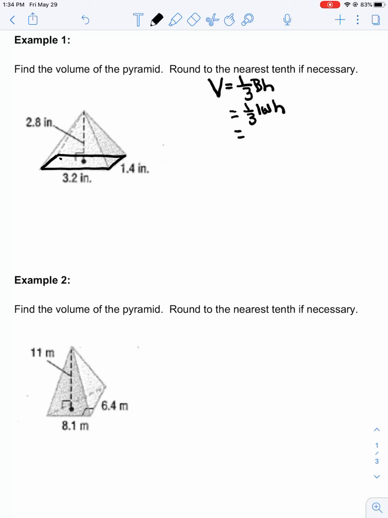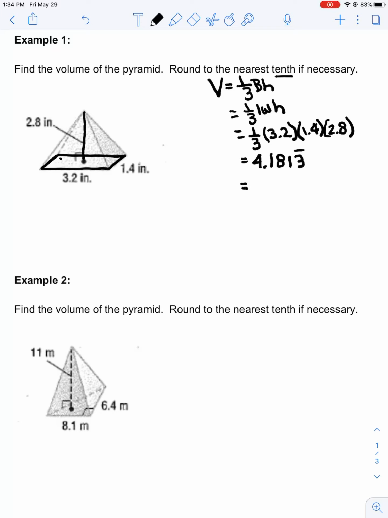So we have 1/3 times 3.2 times 1.4, and our height, which is right here, is the 2.8. In this case, I would use the 1/3 because it's going to be easier to multiply, because in rounding to the nearest tenth, we are going to need that big old long number. That big old long number is 4.181, and the 3 is going to repeat, so I'm going to use that bar so I don't have to write that big old long number.